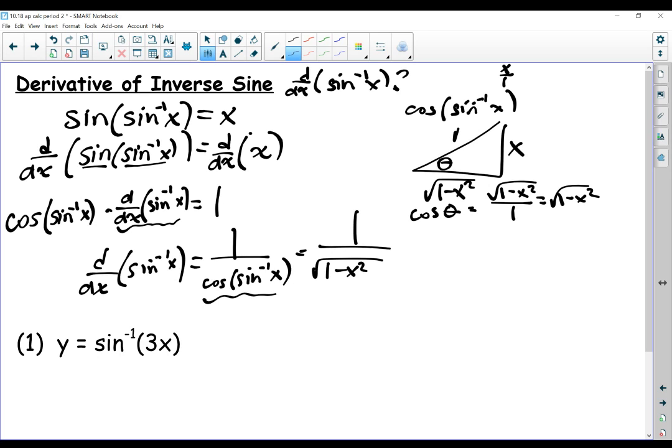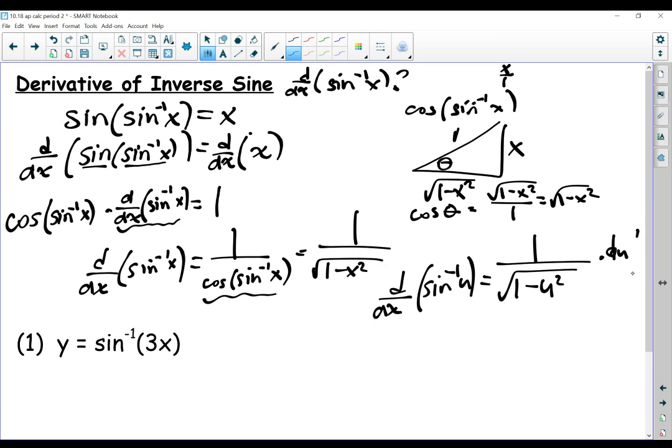Welcome to your first inverse trig derivative. So the derivative of inverse sine of u, and I'm going to go ahead and chain rulify this, is 1 over the square root of 1 minus u squared times du. Now, where does that du come from? Again, it's from the chain. And there is your first inverse trig derivative.